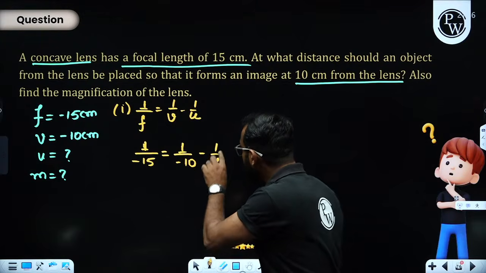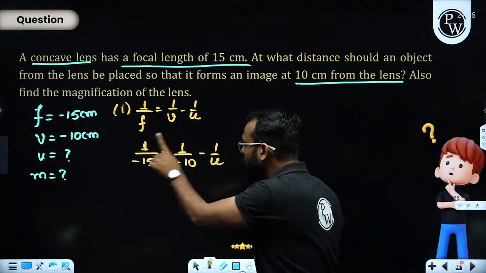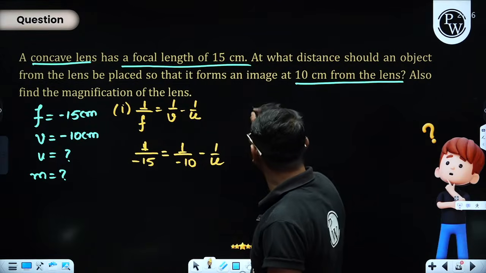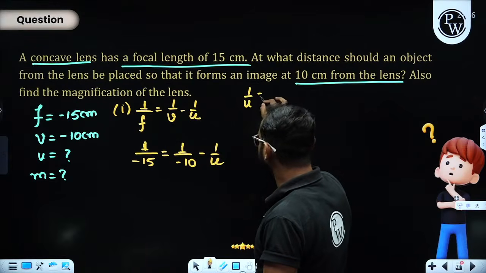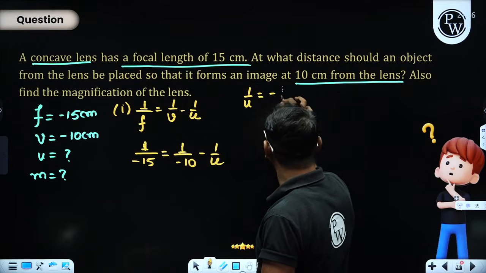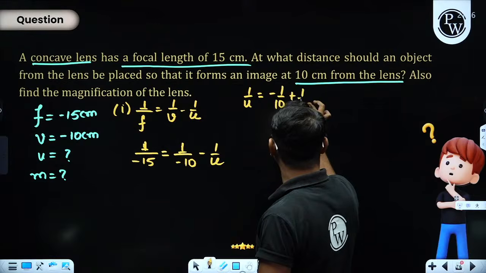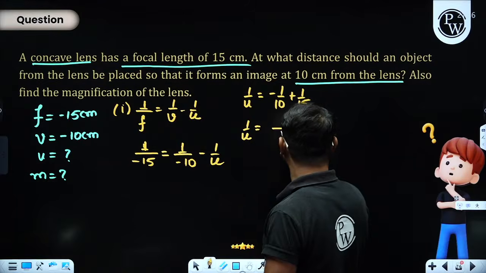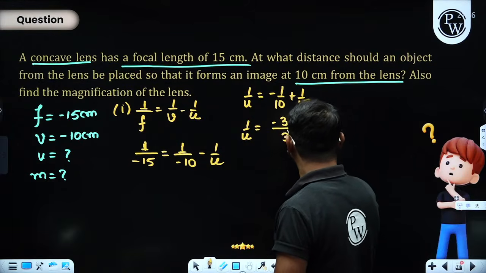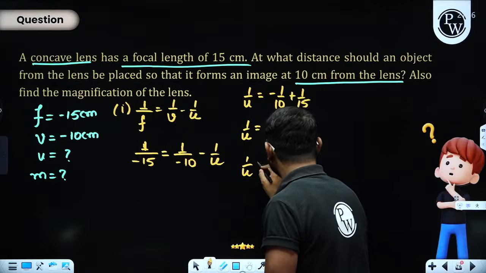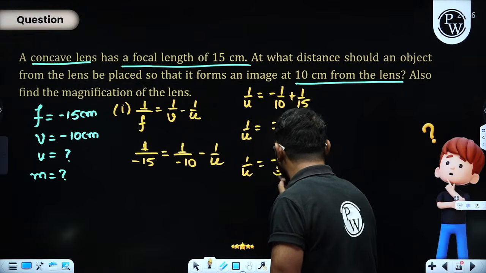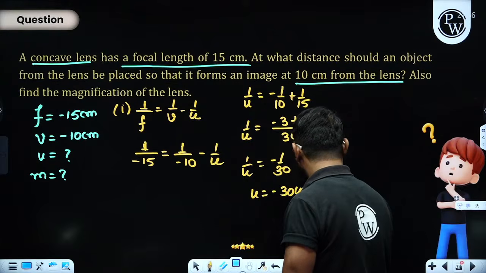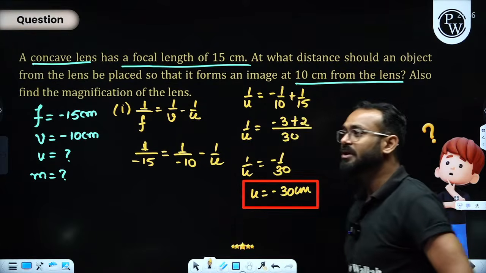What am I going to do? I am going to place minus 1 by u on this side, and I will take minus 1 by 15 on this side, and this will be how much? 1 by u is equal to minus 1 by 10 plus 1 by 15. Let's take LCM. I will be getting 30 again. So this will be minus 3 plus 2, and 1 by u is equal to minus 1 by 30. The value of u is minus 30 centimeter. Yes or no?